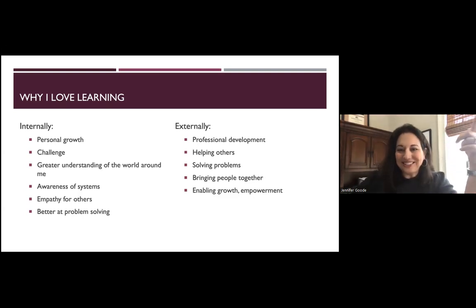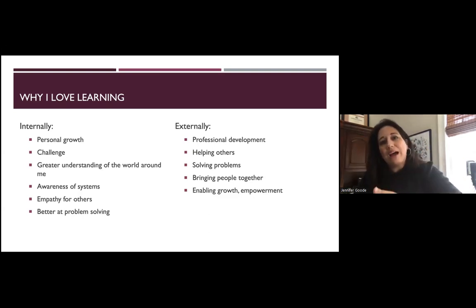And then externally, well, it's great for professional development, right? When I learn, I usually get better at what I do. I help others, which is a huge personality focus for me. I love to solve problems externally, but I love to bring people together. I like to celebrate what we accomplished in teams and together. And learning does that. It helps us to realize that we can do something. We're powerful when we do things together. And so when we learn and we grow, we empower change, and we empower productivity and performance. So as you can see, this whole field fits for me, and maybe some of this resonates with you.